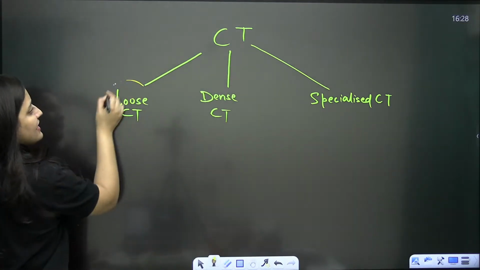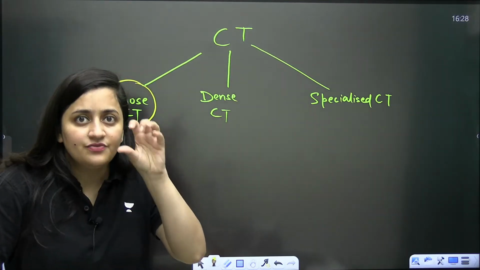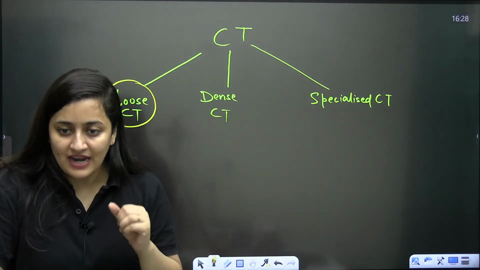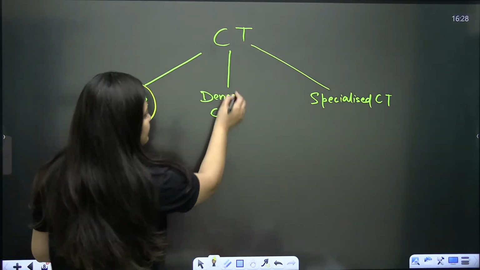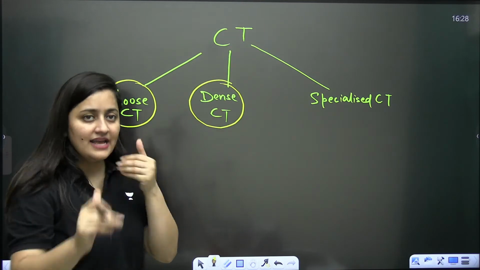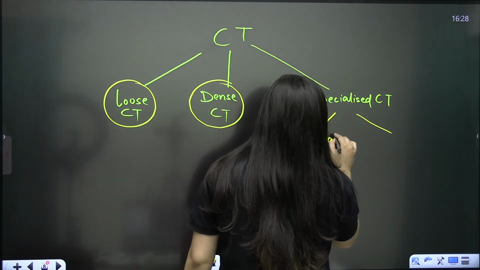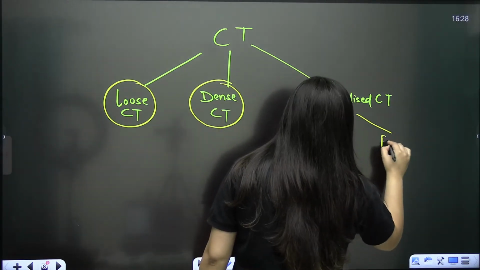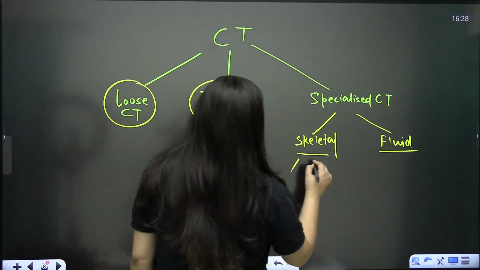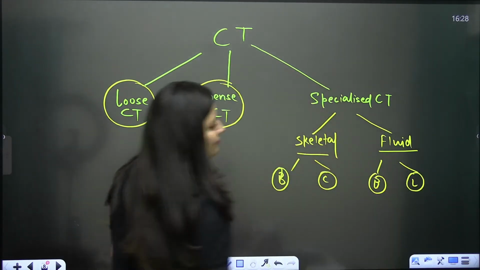So when it is the loose connective tissue, as the name suggests, the things present in the connective tissue are loosely arranged. More intercellular spaces will be there. When it is dense, obviously the matrix, the fibers, and the cells are densely arranged. And when it is the specialized connective tissue, you have skeletal connective tissue, fluid connective tissue, and vascular connective tissue. So it is going to include bones and cartilages, and it is going to include blood and the lymph.